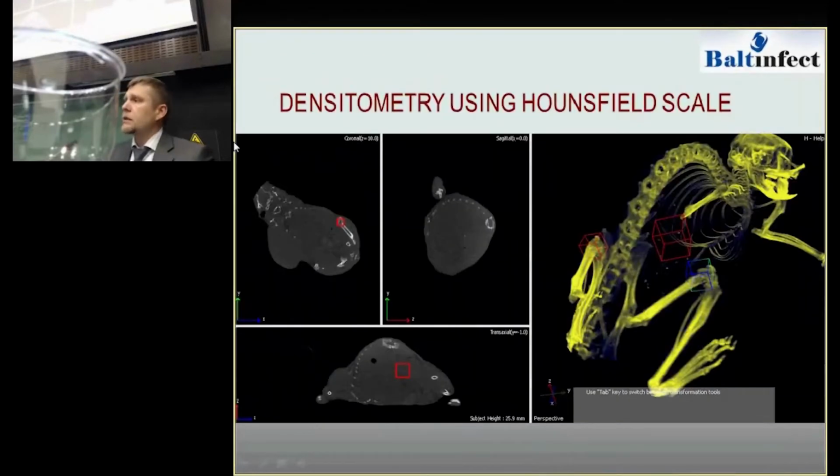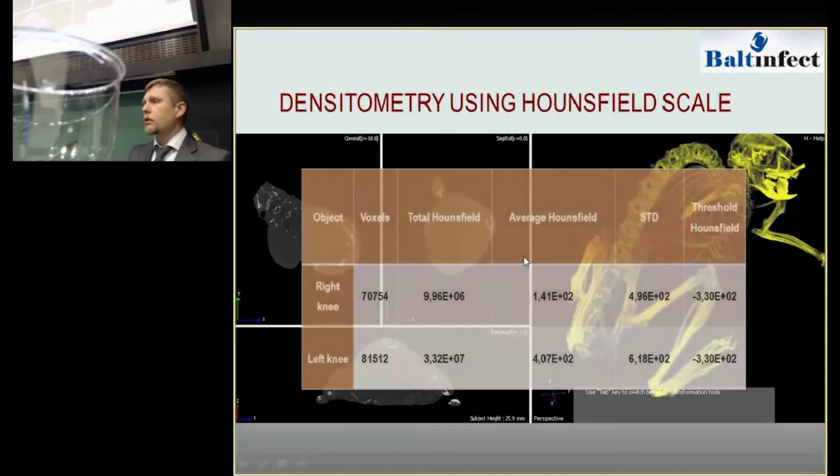We designed some measurement for quantitative assessment of bone metastasis using the Hounsfield scale. As you know, it's a routine X-ray scale. The density of air is 0. The density of water is 1000. So we could use this scale for detection of metastasis. We could mark a volume and measure the density.